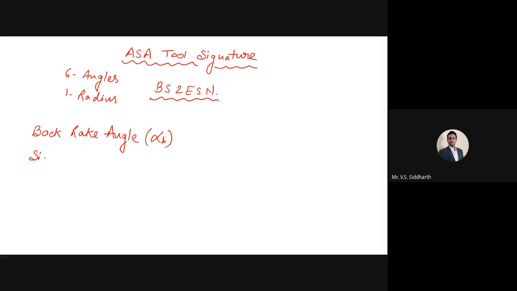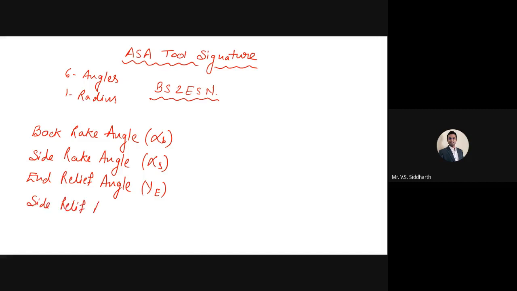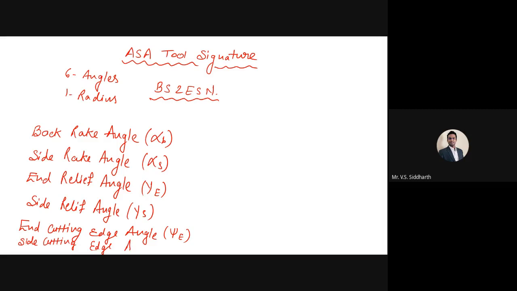The second one is side rake angle. We represent it by alpha S. Then end relief angle, we represent it by gamma E. Then side relief angle, we represent it by gamma S. Then end cutting edge angle, we represent it by psi E, and side cutting edge angle, we represent it by psi S. And finally, we have nose radius.